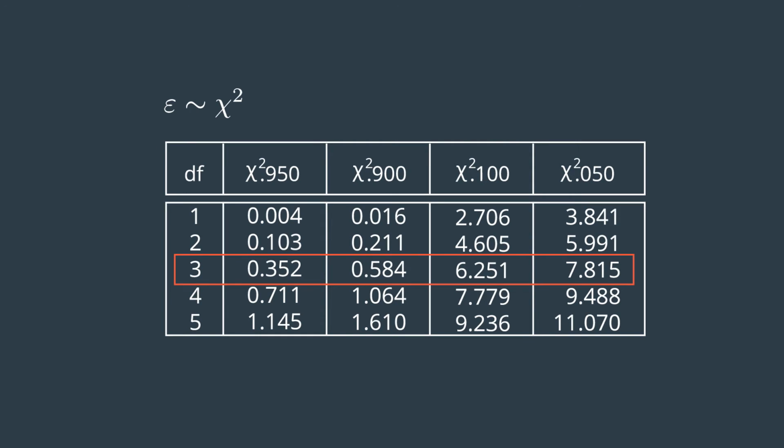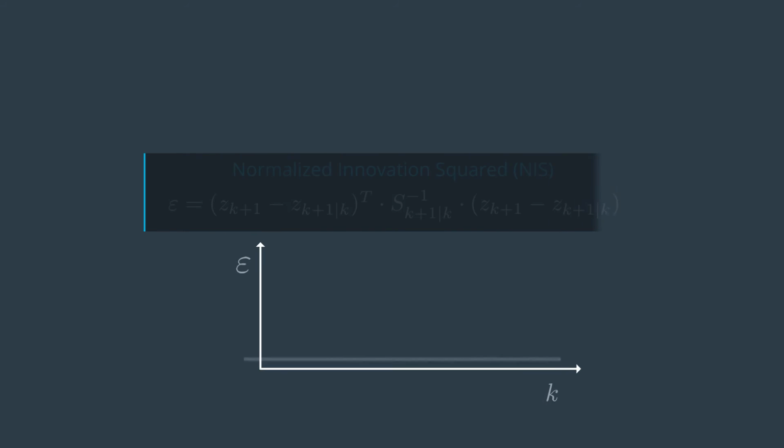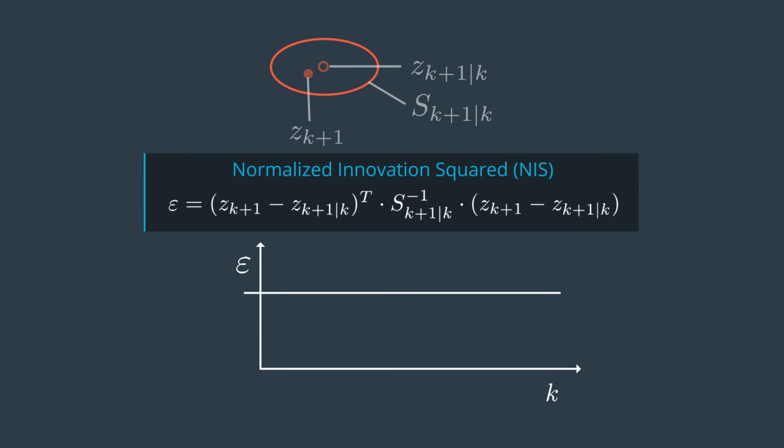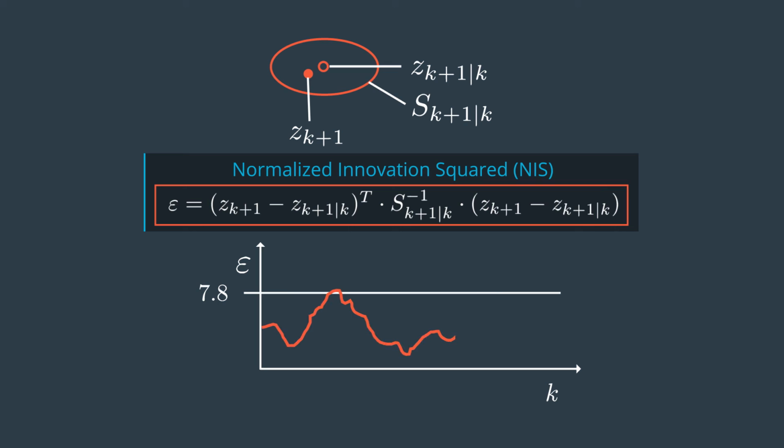So what do all these numbers mean? 0.95 says, statistically, in 95% of all cases, your NIS will be higher than 0.352. And this column says, in 5% of all cases, your NIS will be higher than 7.815. Let's remember this number, 7.8. What you can always do when you design a filter is plot the 95% line. In our case, that's 7.8. And then, for every time step k, calculate and plot also the NIS value.